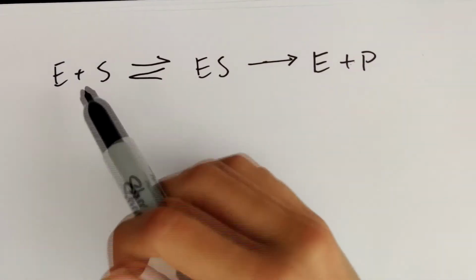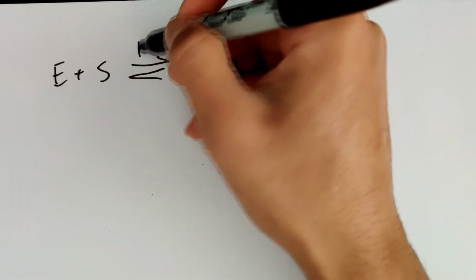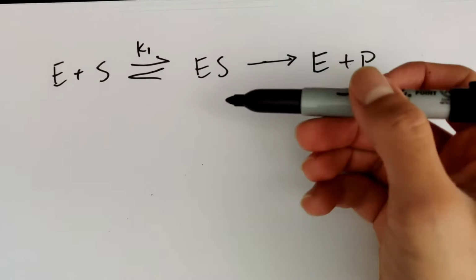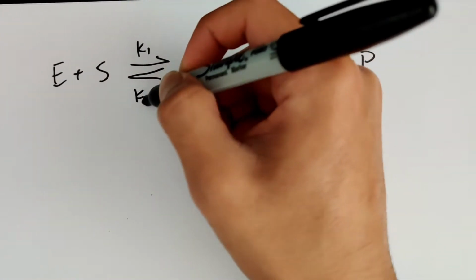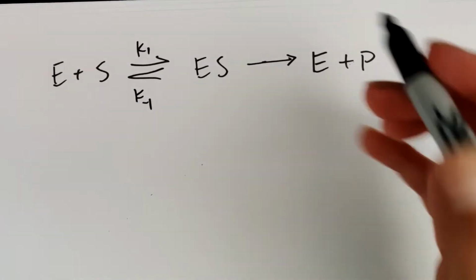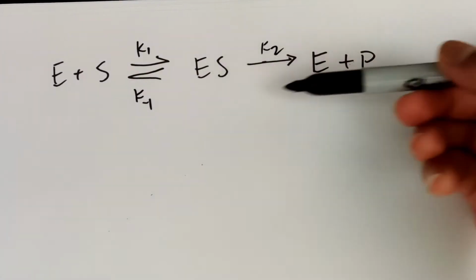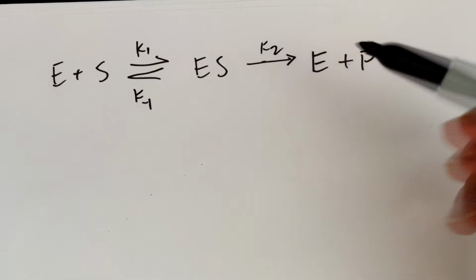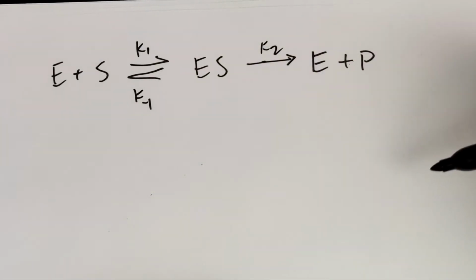If we notice, there's a forward reaction going to the enzyme-substrate complex, which we'll refer to as K1. But there's also a reverse reaction as it goes back towards the reactants, so it would be K minus 1. From the enzyme-substrate complex to products, we'll refer to this as K2. And you can see there's no reverse reaction. There actually is one going on, but it's so negligible that we'll just look at this in terms of a one-way forward reaction.